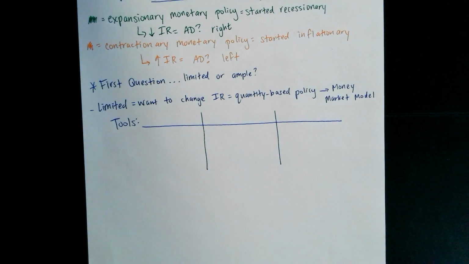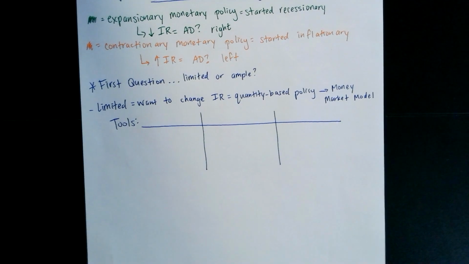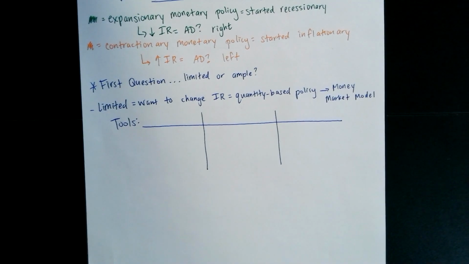Really quick brain change. Fiscal policy has 3 separate tools. What are they? What's one? Taxes. Okay, transfer payments, taxes, government spending. Fiscal policy is transfer payments, taxes, government spending. Tools, limited system, only limited.